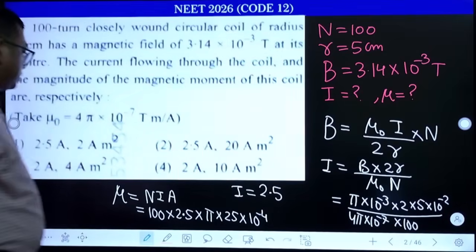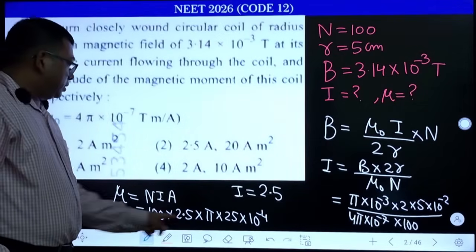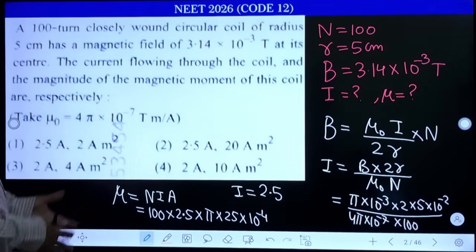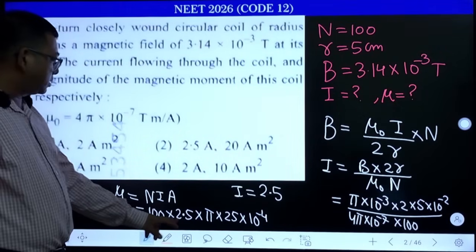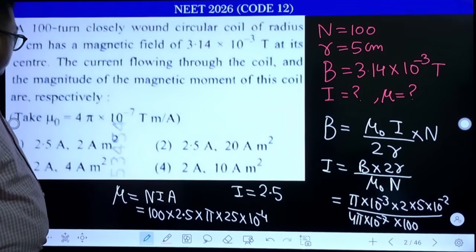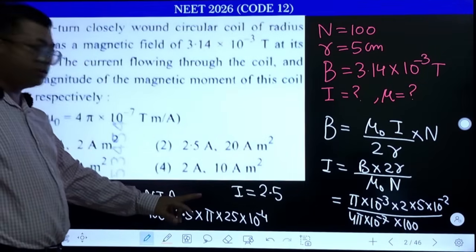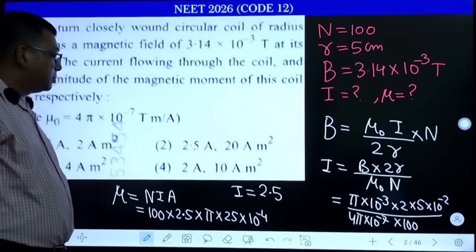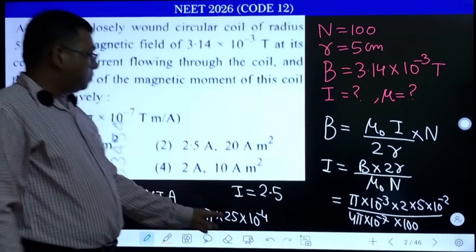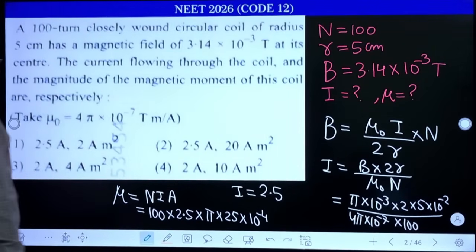Now let us check this. What will this calculation give? How much is this going to give? Right, let us check this calculation. Approximately or nearby you can do: number of turns, current into area of the coil, right? Area of the coil is pi into r squared. Radius they have given is 5 centimeter. So 5 centimeter means 25 into 10 power minus 4. You have to calculate this and check how much it is.